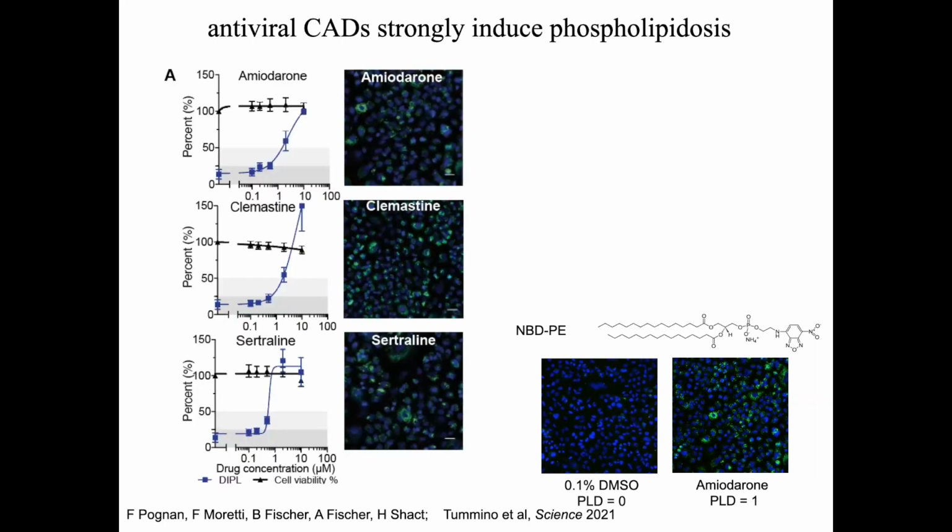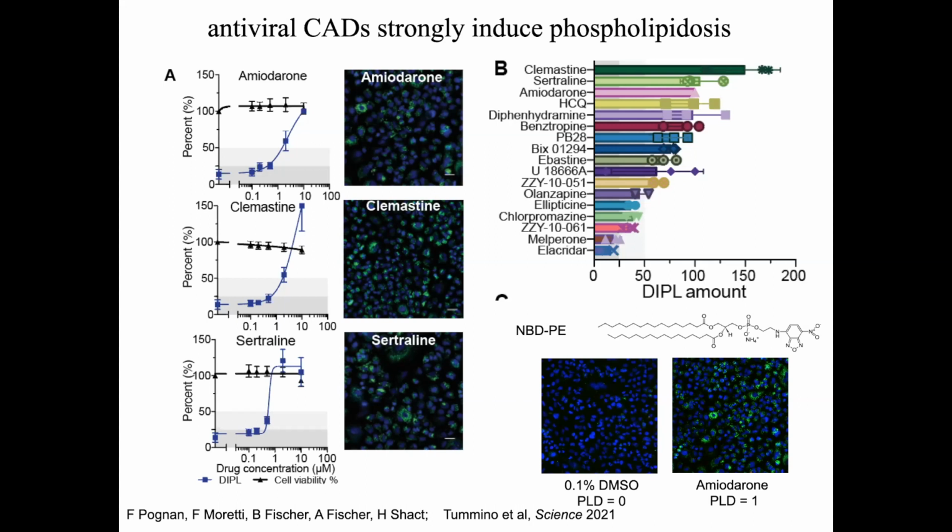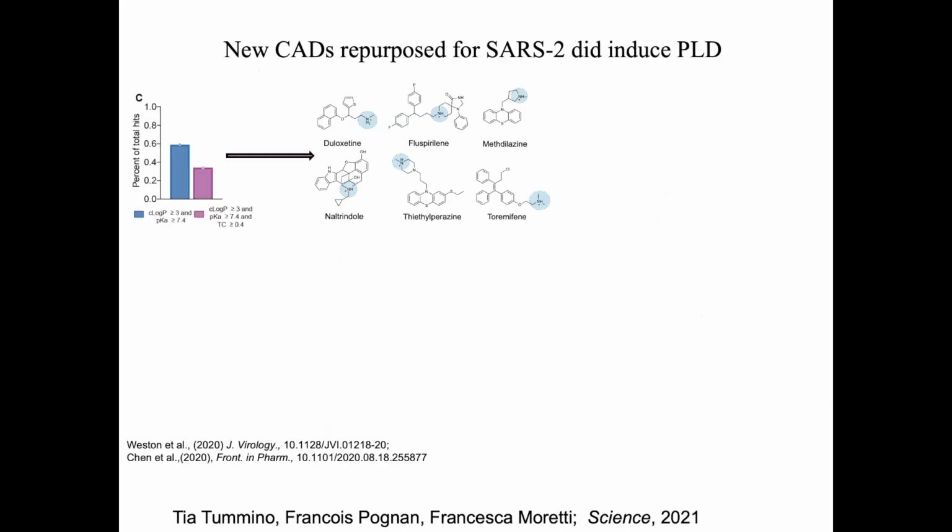And sure enough, what you could show is that in the range where these molecules were antiviral, they would induce phospholipidosis. This is shown by one-at-a-time fluorescence microscopy. The blue lines are the phospholipidosis, the black lines are cell death. So they don't induce cell death, but they strongly induce phospholipidosis. And you could show that, to a greater or lesser extent, basically all the hits in the literature were inducing phospholipidosis, all the cationic amphiphiles in these.